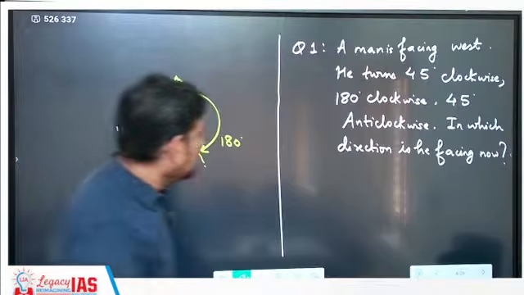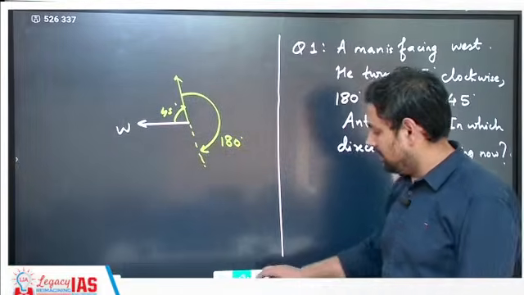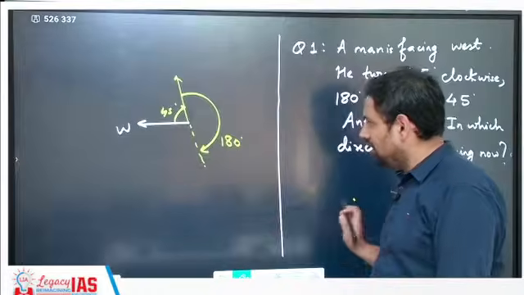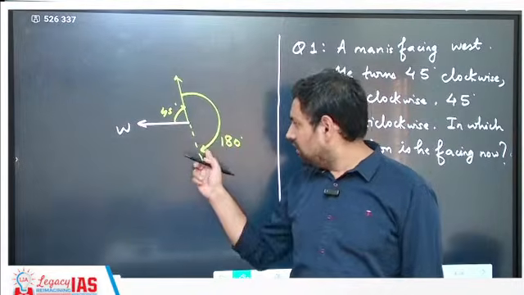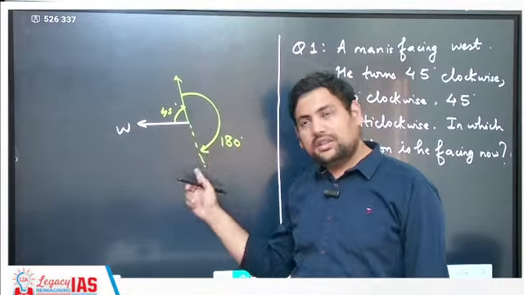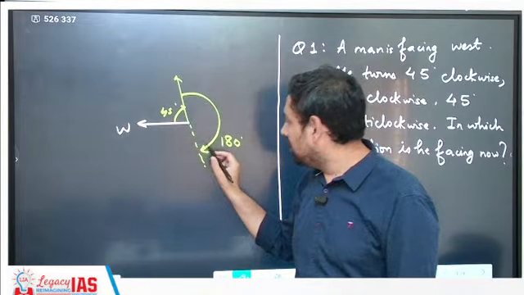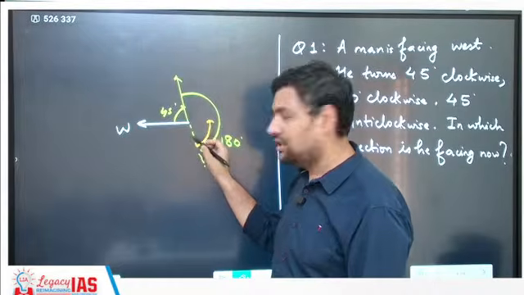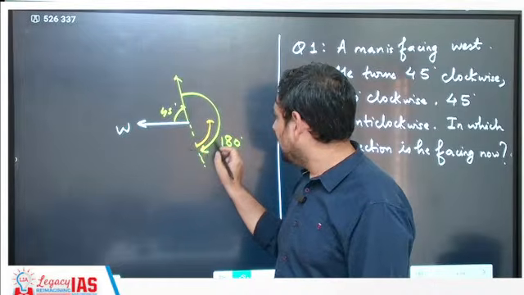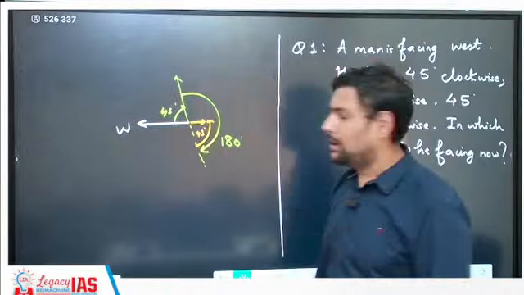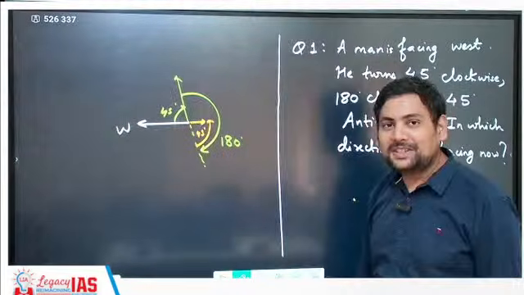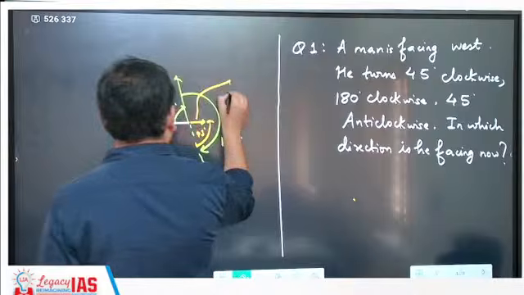Then it says 45-degree anti-clockwise again. So from here, if I have to go anti-clockwise, in which direction do I have to go? I have to go in the opposite direction, correct? If this is clockwise, anti-clockwise means I have to go back, 45 degrees back, correct? In which direction is he facing now? He is very clearly facing in the east direction.